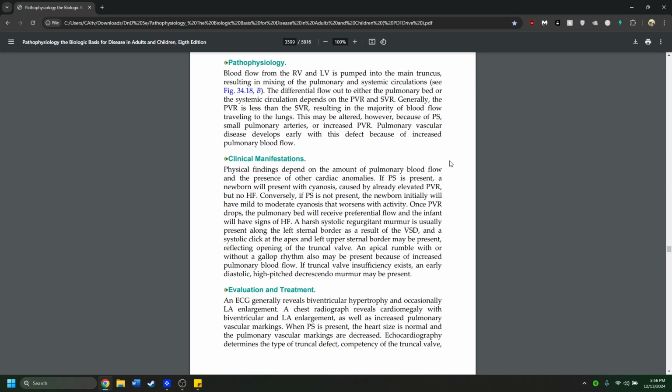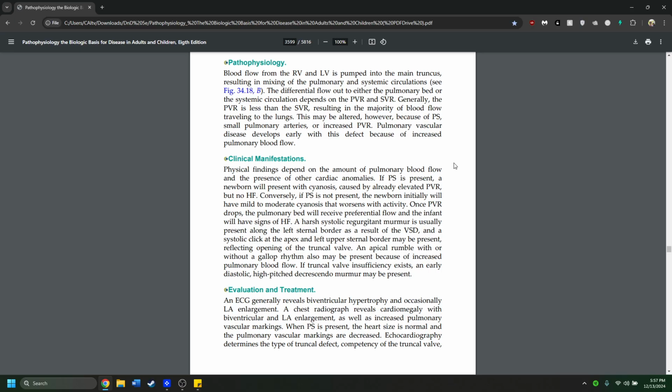So what is its pathophysiology? Blood flows from the right ventricle and left ventricle and is pumped into the main truncus, resulting in the mixing of the pulmonary and systemic circulation. The differential flow out to either the pulmonary bed or systemic circulation depends on the PVR and SVR. Generally, the PVR is less than the SVR, resulting in the majority of blood flow traveling to the lungs. This may be altered, however, because of pulmonary stenosis, small pulmonary arteries, or increased PVR. Pulmonary vascular disease develops early with this defect because of increased pulmonary blood flow.